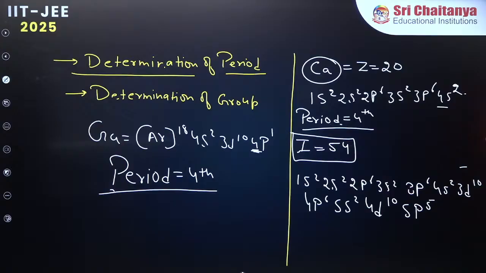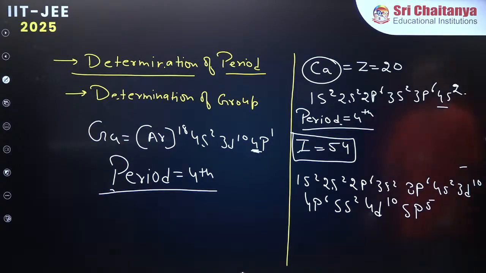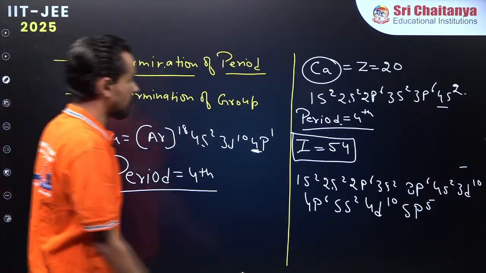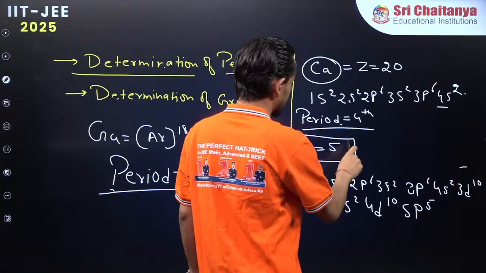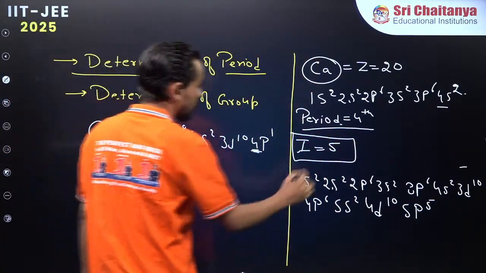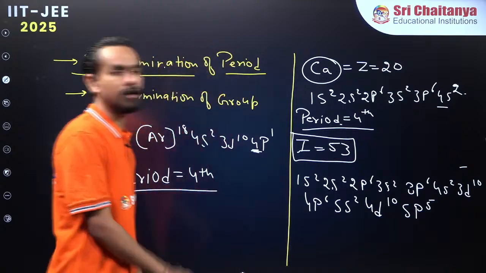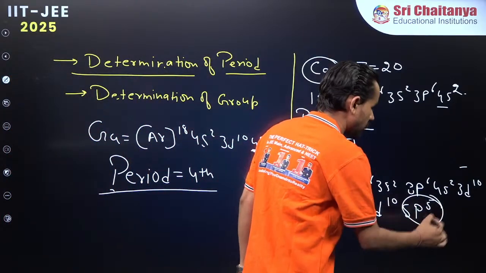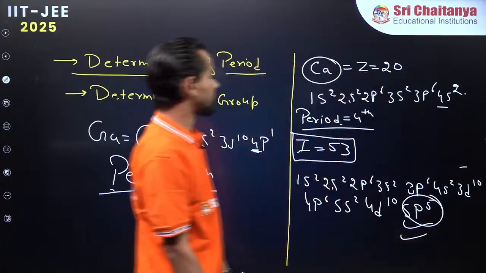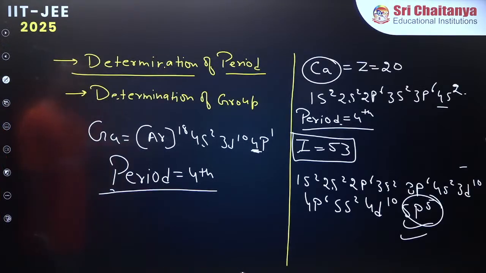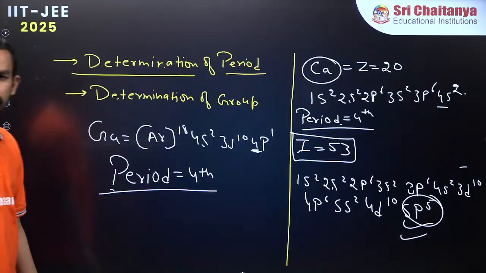Oh yeah, iodine is 53, that's why. It is a misprint in the data. Okay, iodine is 53, and that is the correct electronic configuration. So that is all about periods; very easily you can tell.